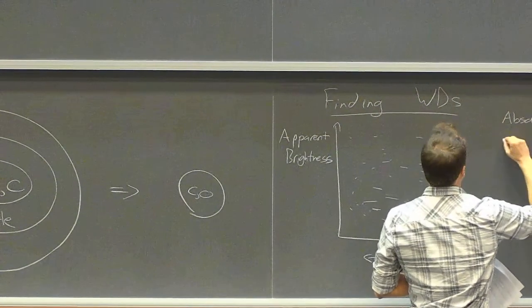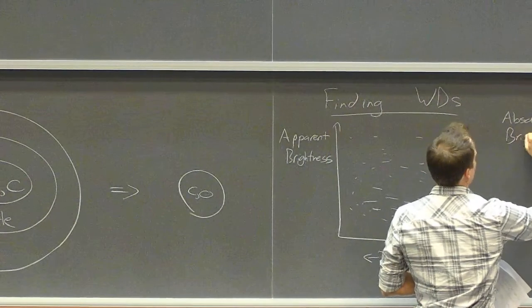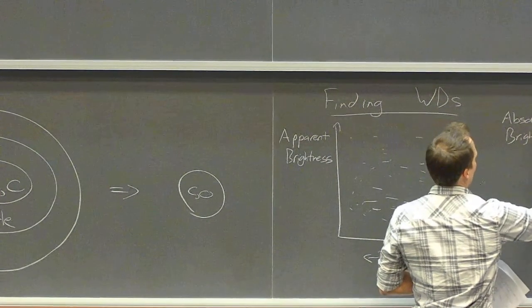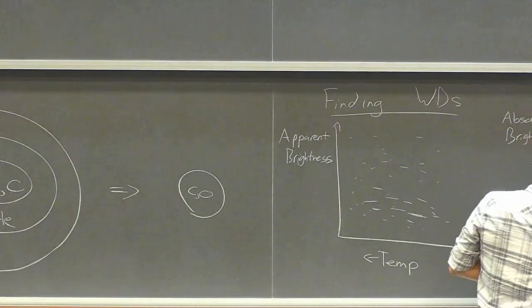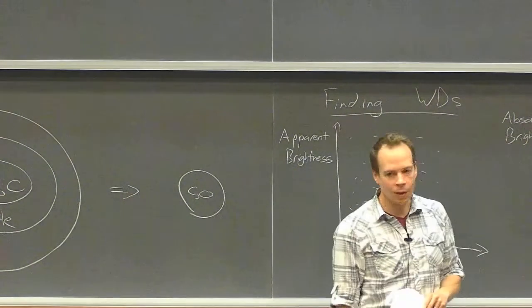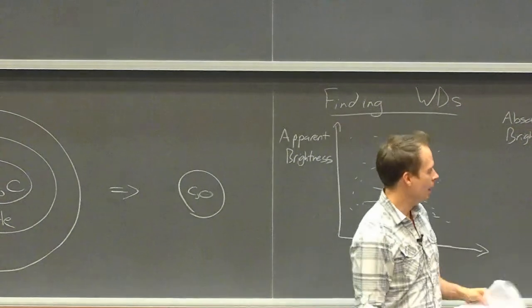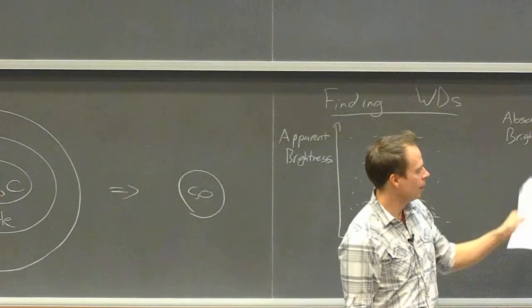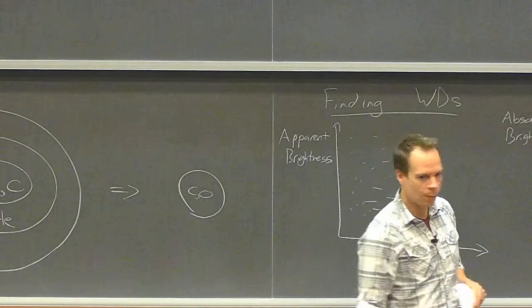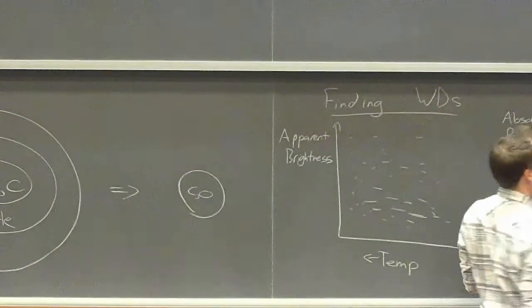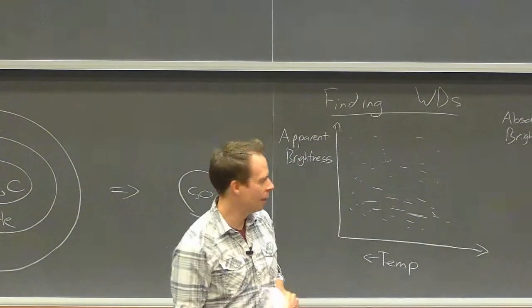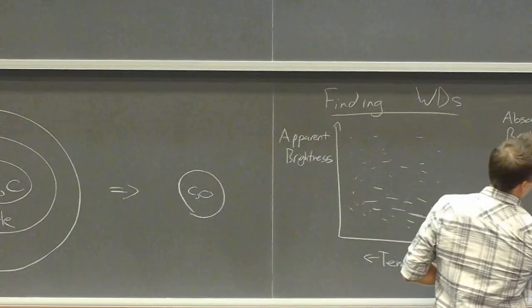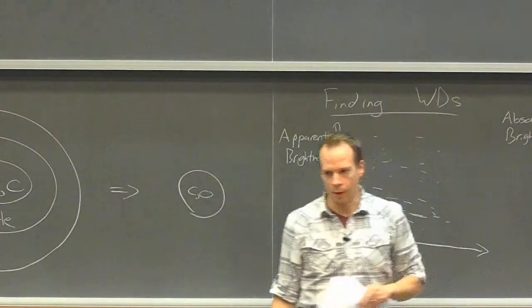And so when you plot stars as a function of absolute brightness, then you see very clear structure. So what you see is a main sequence of stars that get dimmer with cooler temperature. These are stars burning hydrogen into helium. You see red giants. Those are stars burning mostly helium into carbon and oxygen. And you see white dwarfs down here, which are dimmer than all the other stars.